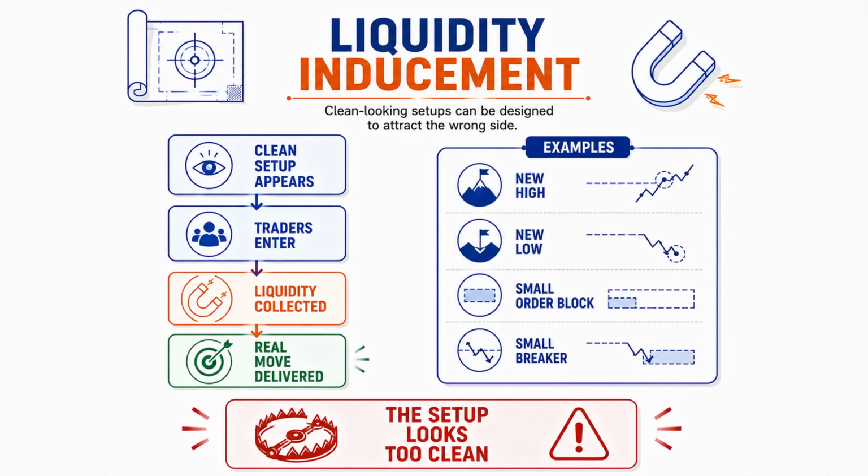Liquidity-based inducement is by far the most common form of inducement you will encounter in the market. It occurs when price deliberately creates a new high, a new low, or even a small order block or breaker that appears exceptionally clean, with the sole purpose of attracting traders into the wrong position, collecting liquidity, and then delivering the real move. And this process takes place every day across all markets and all time frames.